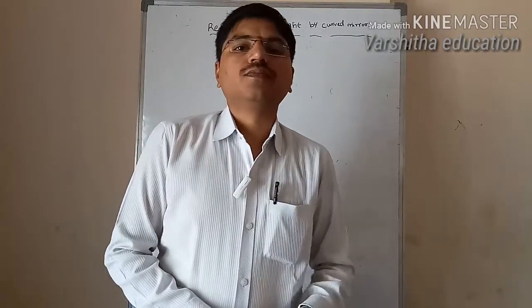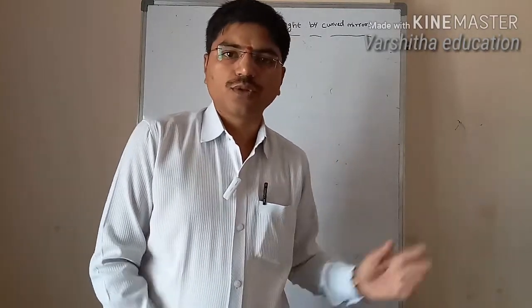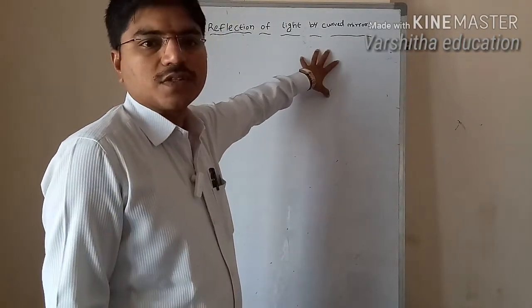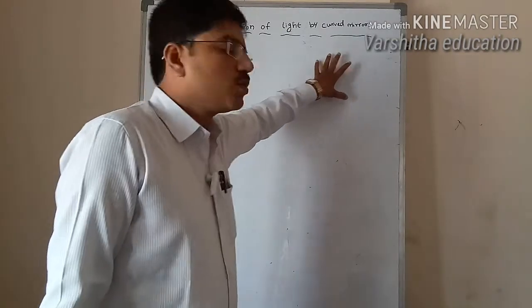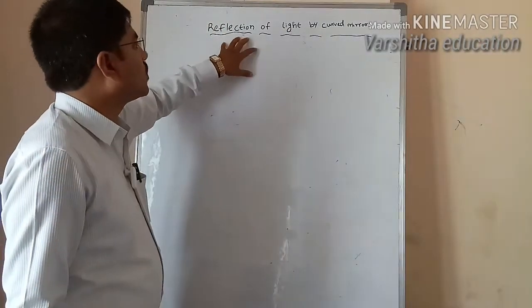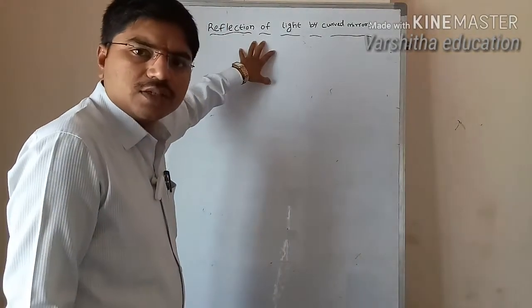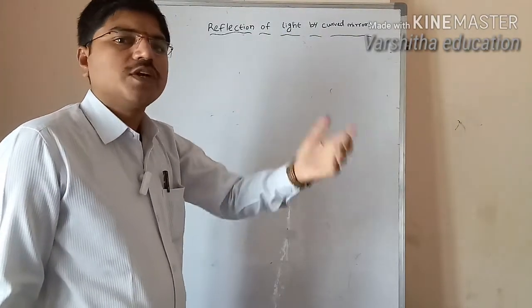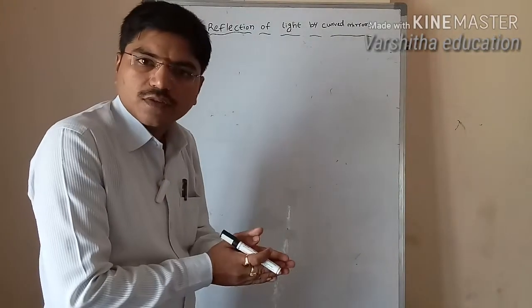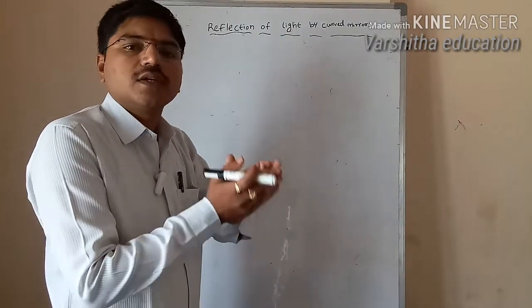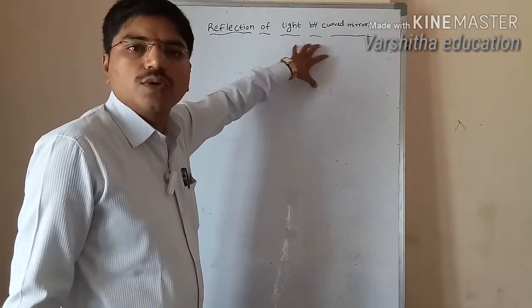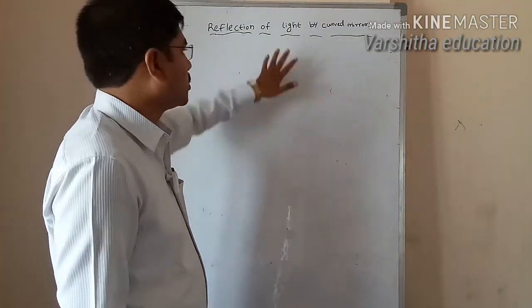Hi friends, today we are going to discuss the reflection of light by curved surfaces or curved mirrors. Each and every light is a ray, and surfaces will be different. This means plane surfaces will be there, as well as curved surfaces, and lenses will also be present. Today we are going to discuss the mirrors.